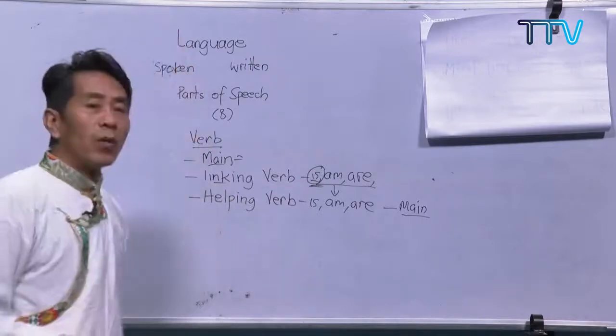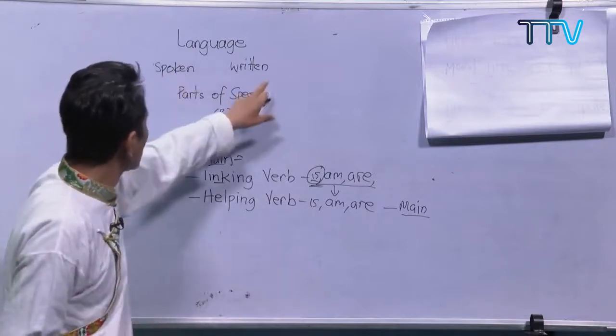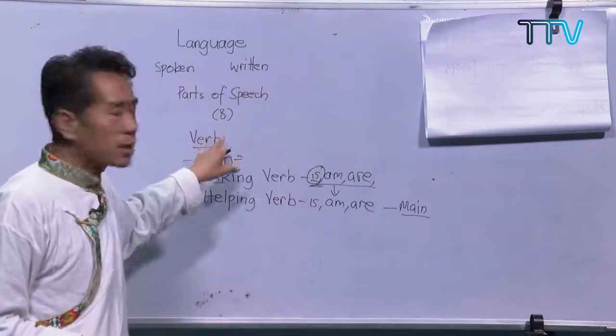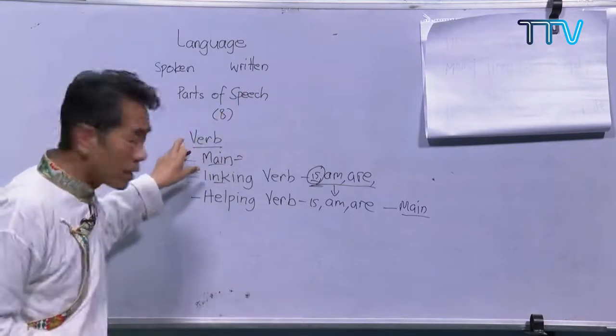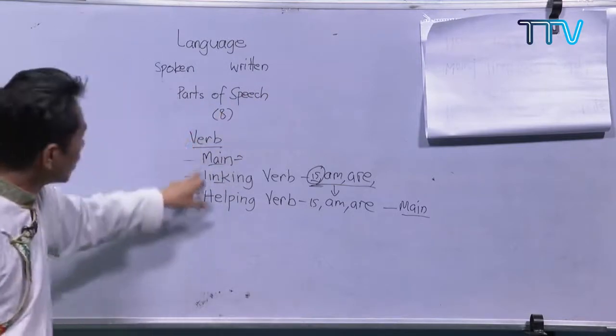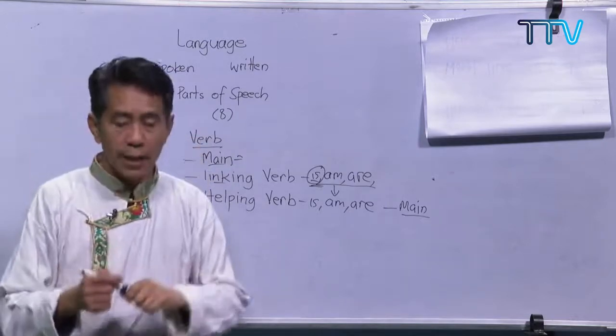These are what we did yesterday: the language, written and spoken, the 8 parts of speech, and out of the 8 parts of speech, we did the verb, and in the verb, we covered all the forms of verb.